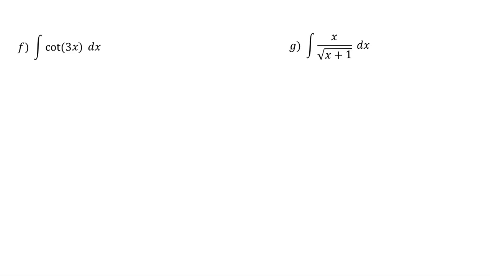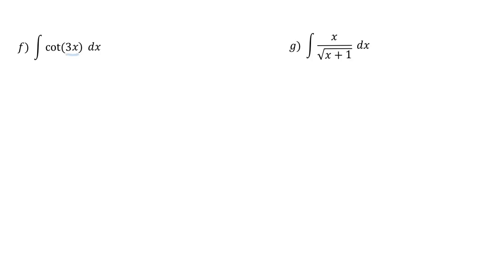Okay, we are still on 6.9, using substitution for integrals. We left off here last class. For f, I'm doing the antiderivative of the cotangent of 3x. Now I'm going to show you my first guess, which is not the correct guess.